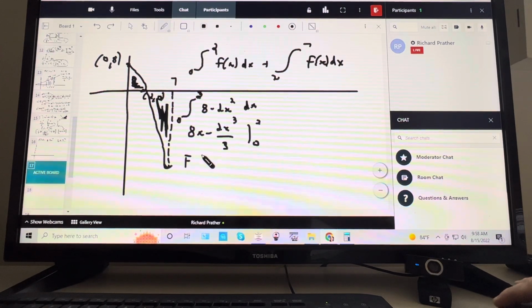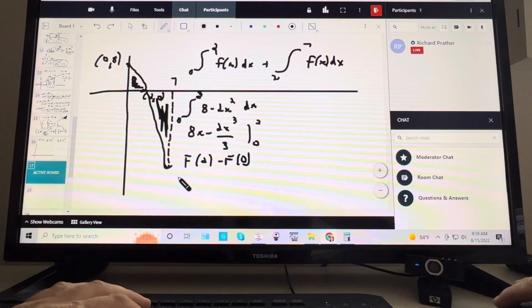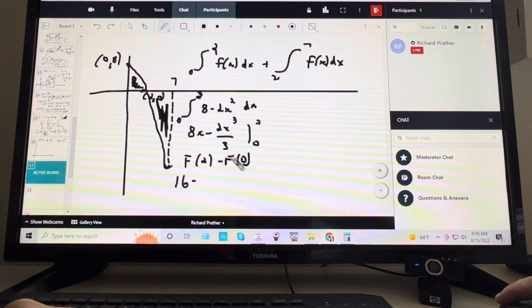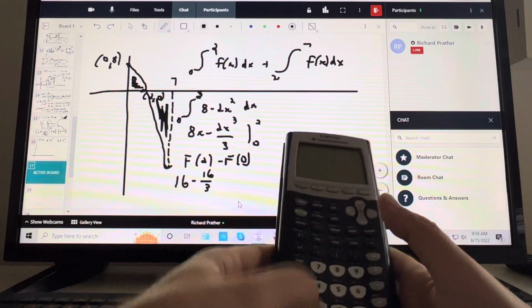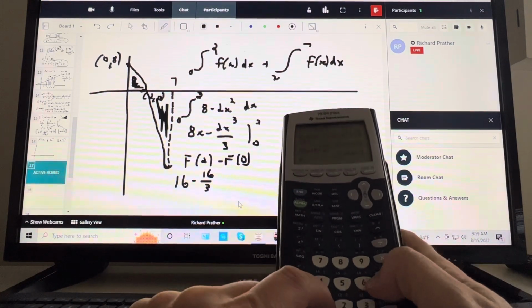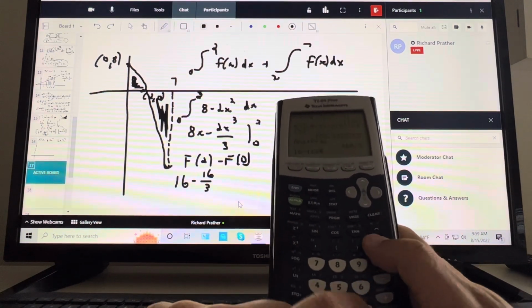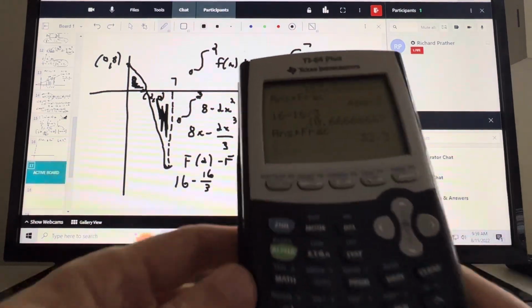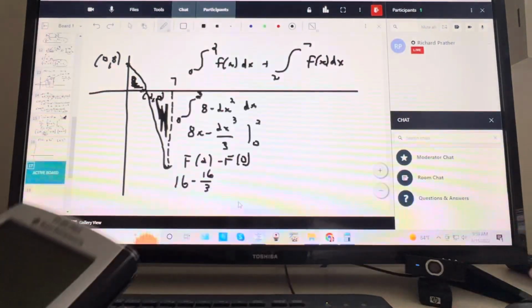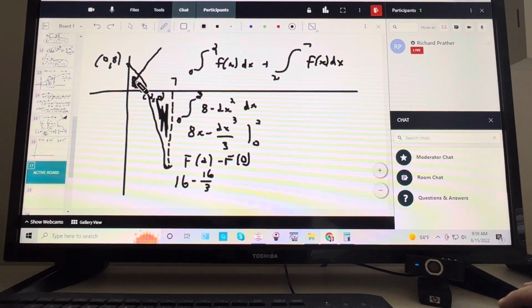And big F of 2 minus big F of 0. Big F of 0 is going to be 0 because I'll put zeros in for both x's. So the big F of 2 is 16 minus 2 to the third is 8 times 2 is 16 over 3. 16 is 48 over 3, so that's 32 over 3. But if you didn't know that, 16 minus 16 over 3, math, enter, enter, 32 over 3. That's how much area there is right up there. The area of the top portion is positive 32 over 3, obviously.